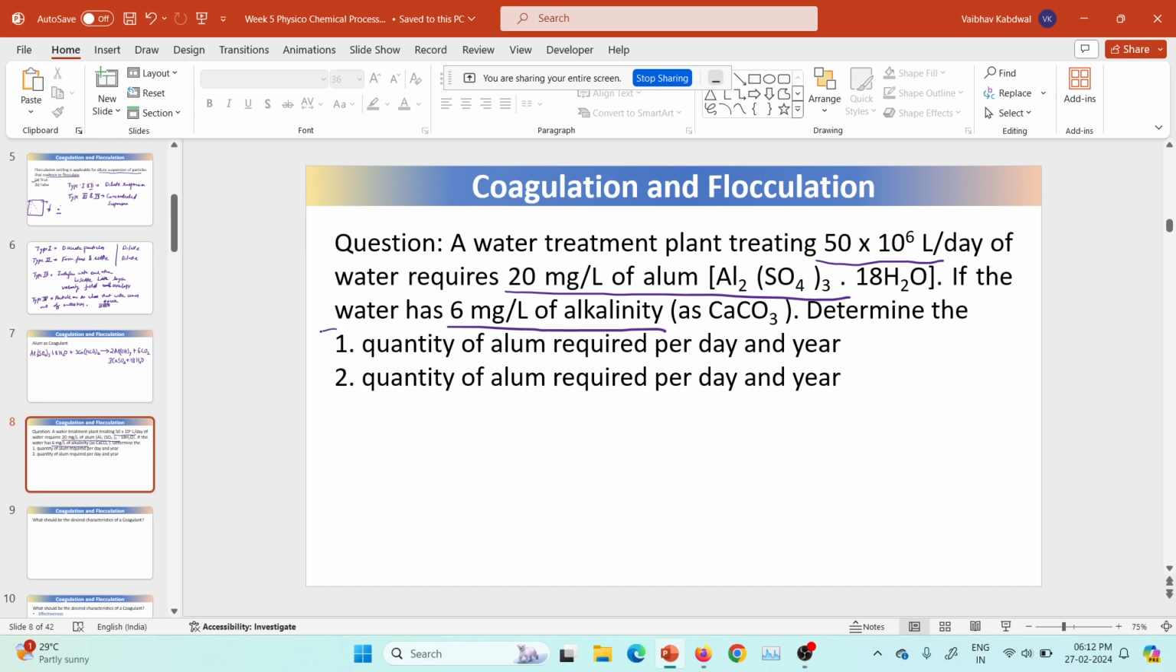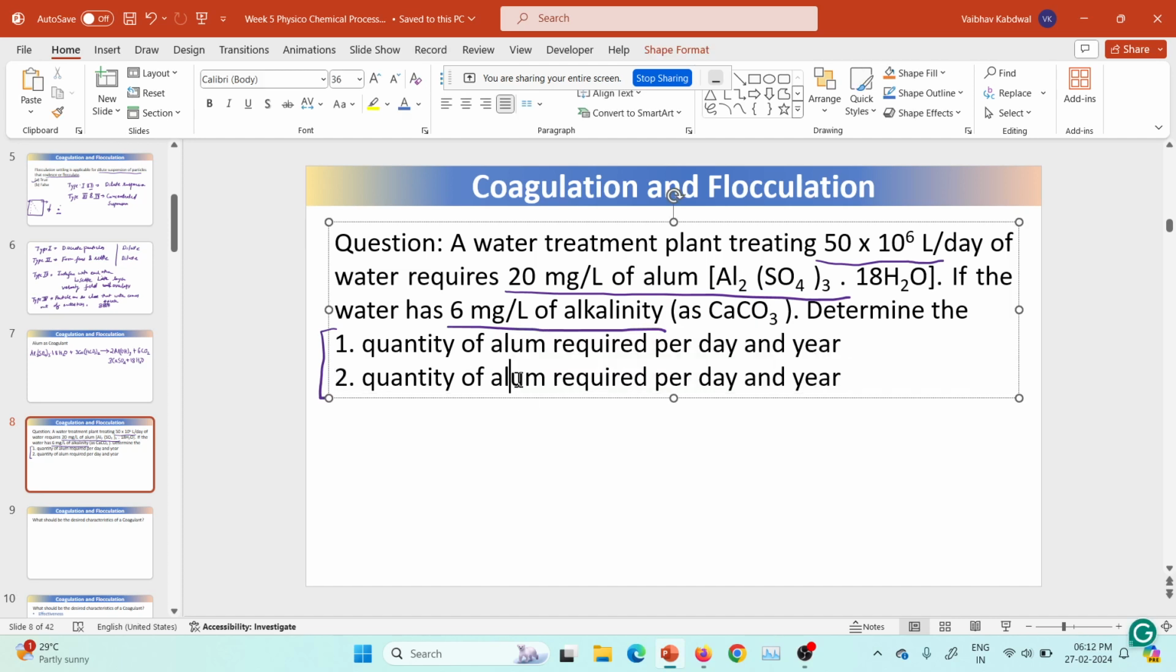There are two things to find out. The quantity of alum required per day and per year. The quantity of, this will not be alum, this will be alkalinity. We will change it. Alkalinity, in terms of, let's say, CaCO3, required per day and per year. So we will solve this question.